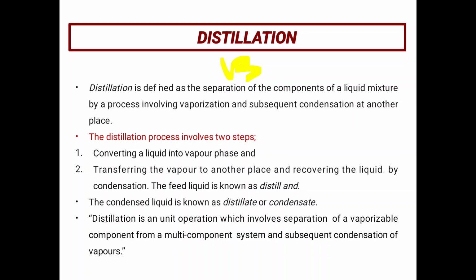The distillation process involves two steps: converting liquid into the vapor phase and transferring the vapor to another place, and recovering the liquid by condensation. The feed liquid is known as distilland and the condensed liquid is known as distillate or condensate. So distillation is a unit operation which involves separation of vaporizable components from multi-component systems and subsequent condensation of vapors.